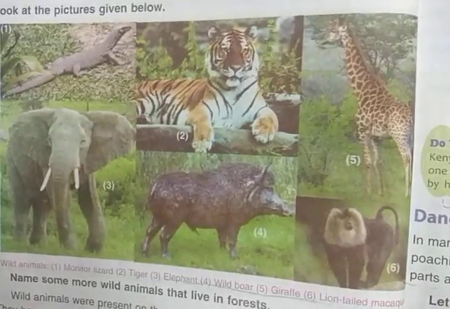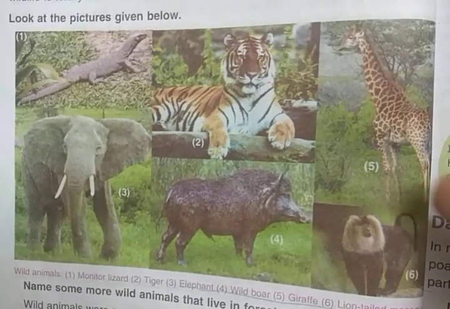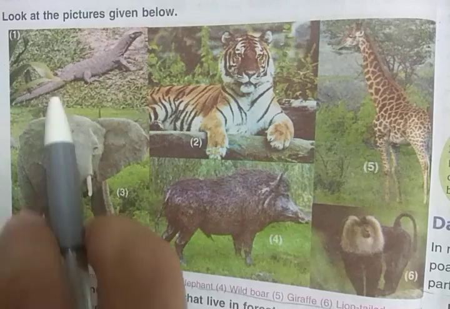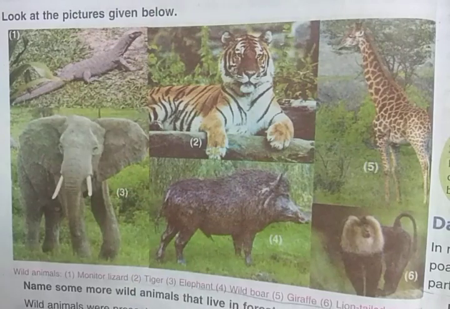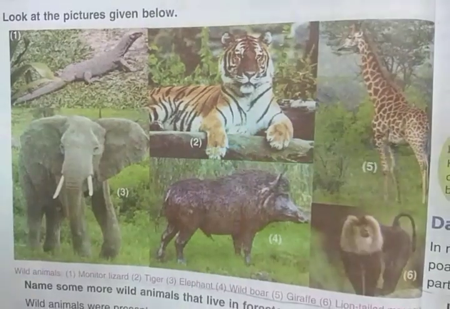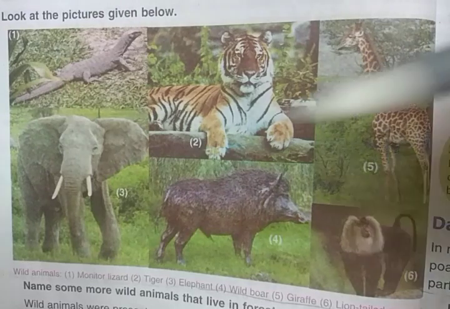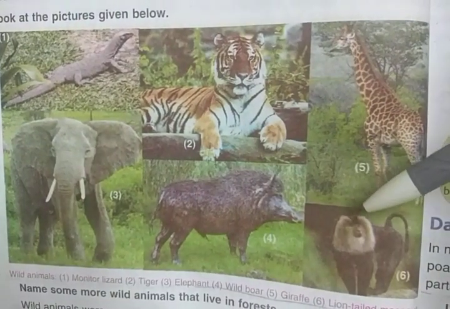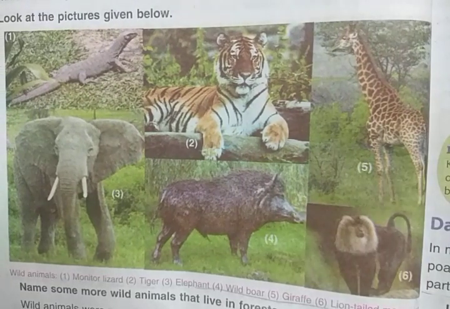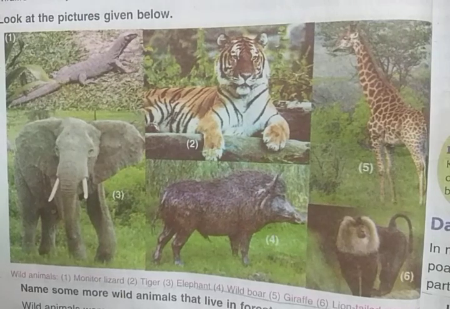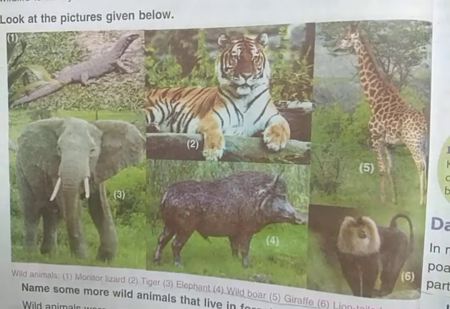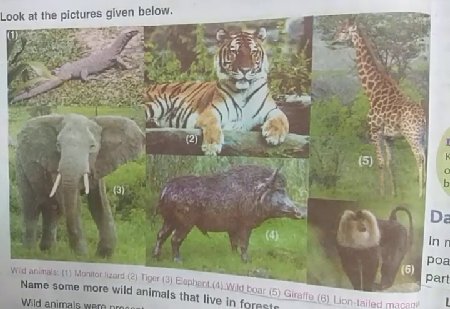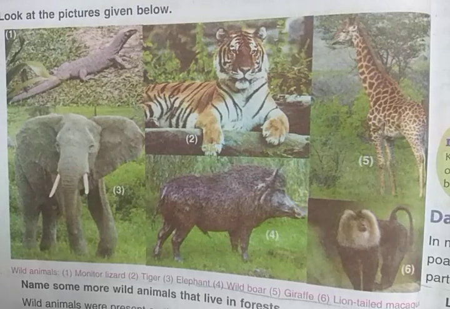Now here are the pictures of some wild animals. You can see here, first is the monitor lizard, then tiger, giraffe, elephant, wild boar and lion-tailed macaque. So these are some wild animals. You also know many wild animals. Can you name some wild animals that live in forest?